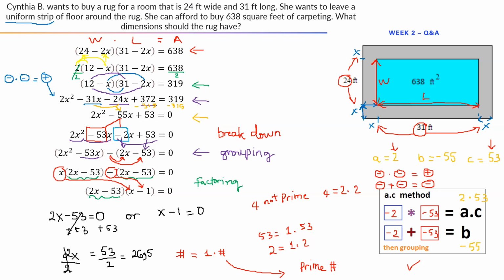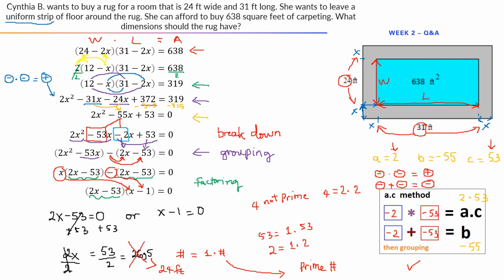Why did I say I want to show the decimal? Because 26.5 is the length of the width. So the maximum width we can have is the width of the room, right? Which is 24. And 26.5 is greater than 24 feet. It means this answer could not be the real answer, right? So we cross that out.